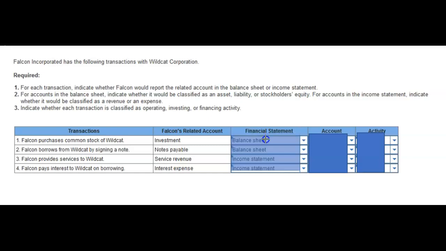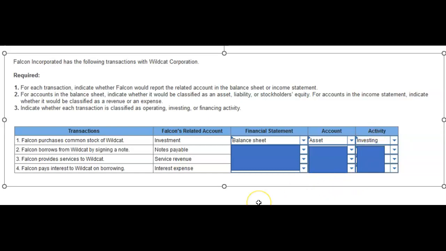Now, when we make an investment, we record that investment on the balance sheet. What account? Well, it's an asset account. We would have an account probably called Investment in Wildcat, right? It has future economic value. And since we're making an investment and it impacts long-term assets, that would be an investing activity.